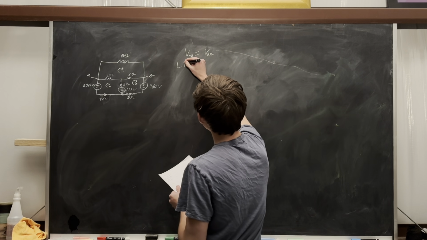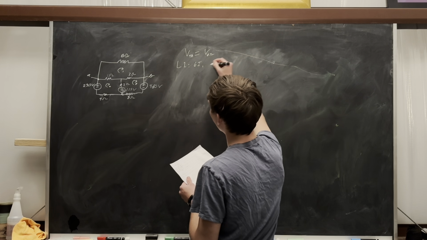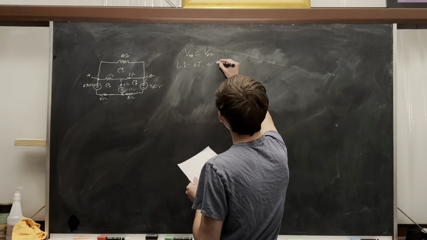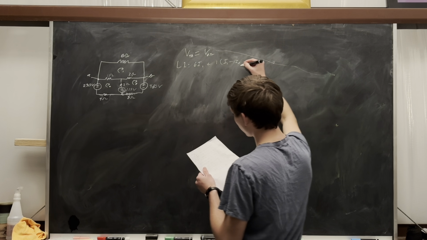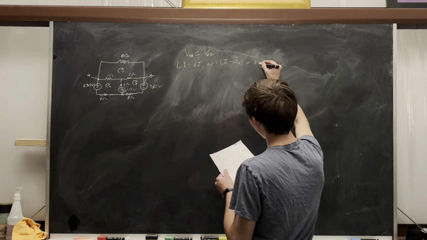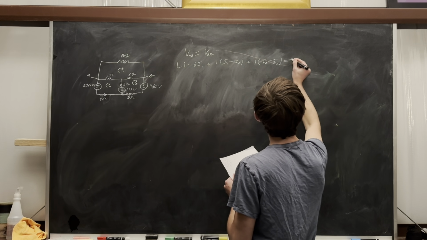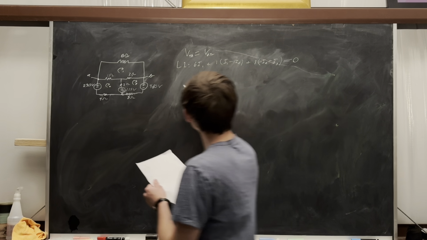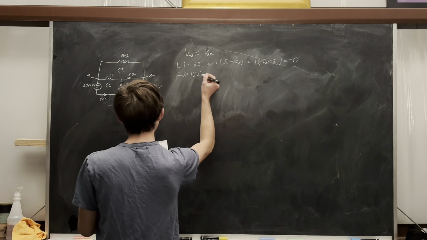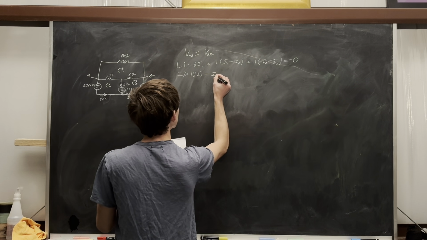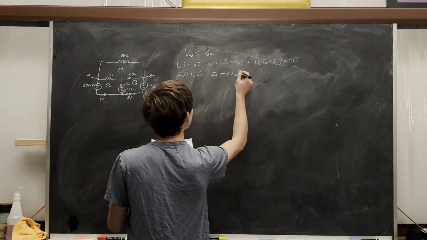So for loop 1, you have 6I1 plus 1 times I1 minus I2 plus 3 times I1 minus I3 that equals 0. Simplify that down to 10I1 minus I2 minus 3I3 all equals 0.